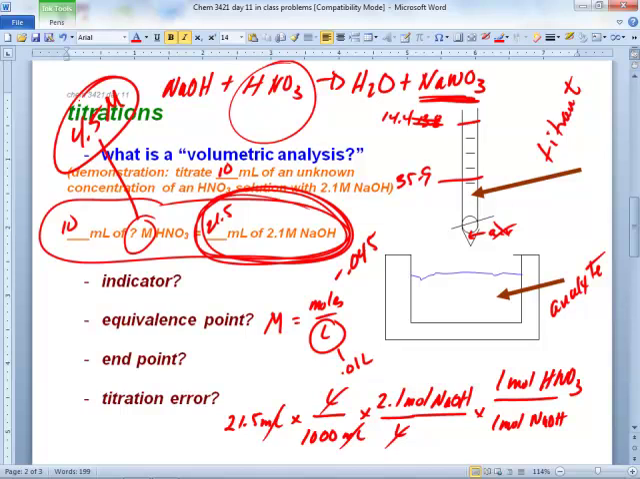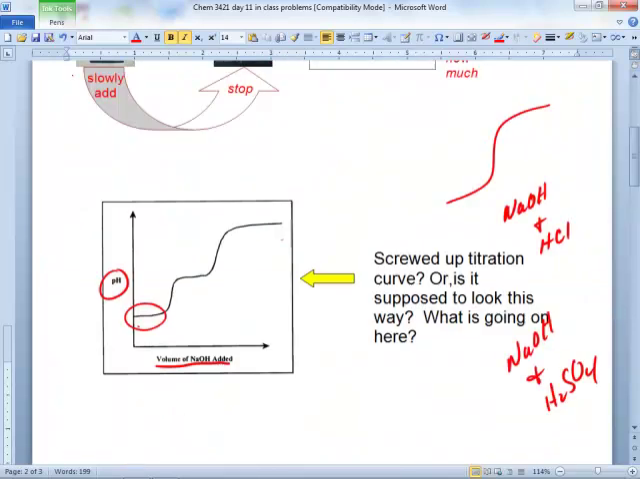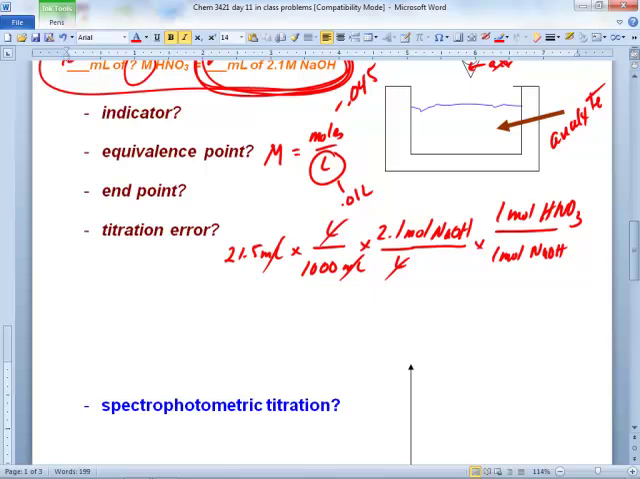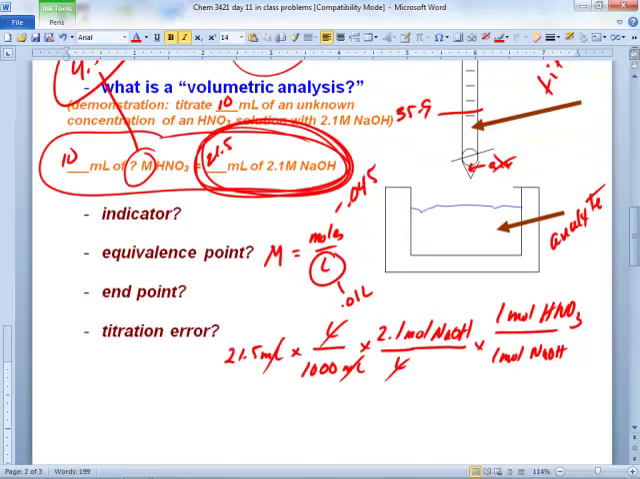We could have gone all the way to grams of HNO3. That's what this lady was interested in. She wanted to know if she had 90 nanograms or more. She didn't care about concentration. So we could have gone to grams of HNO3 if we wanted, but the question was interested in molarity of HNO3.